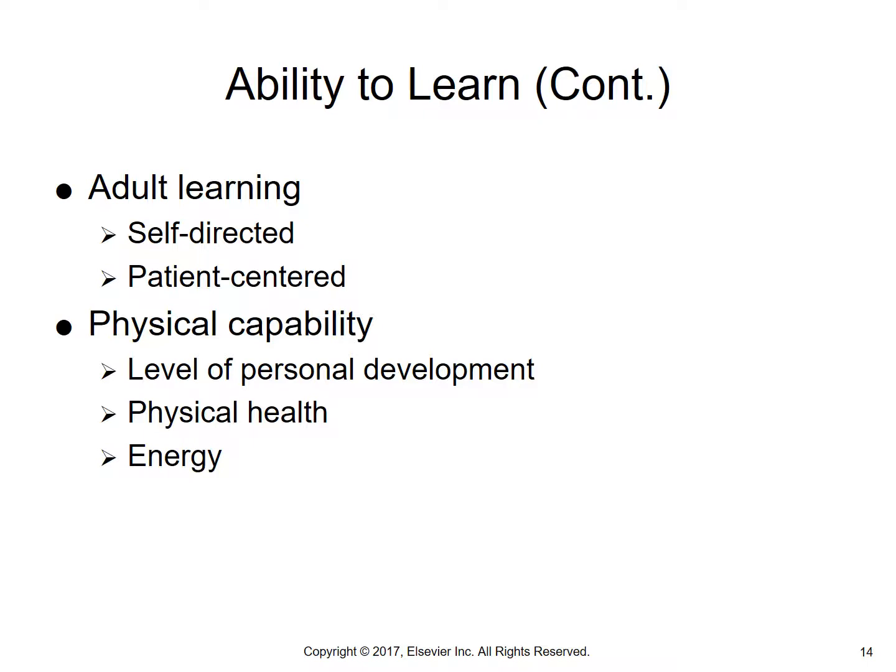So you have physical capabilities, you have the level of their personal development, what is their physical health, what is their energy. So the ability to learn often depends on their level of physical development. For instance, it is useless to teach a patient to transfer from a bed to the wheelchair if they actually have no sufficient upper body strength. You can't teach them to do something if they physically cannot do it, right? You can talk about it, but the thing you need to focus on is building up their physical ability, not teaching them how to do something they physically cannot do.